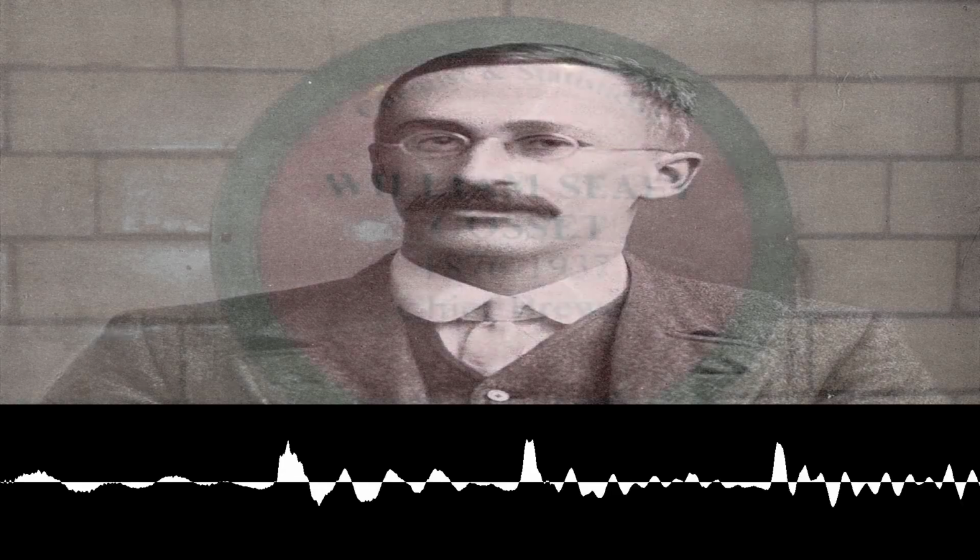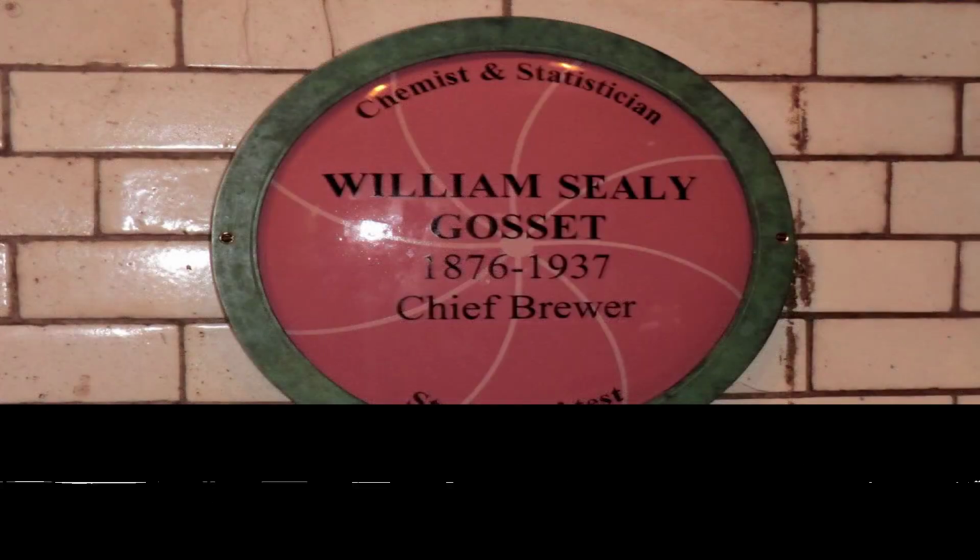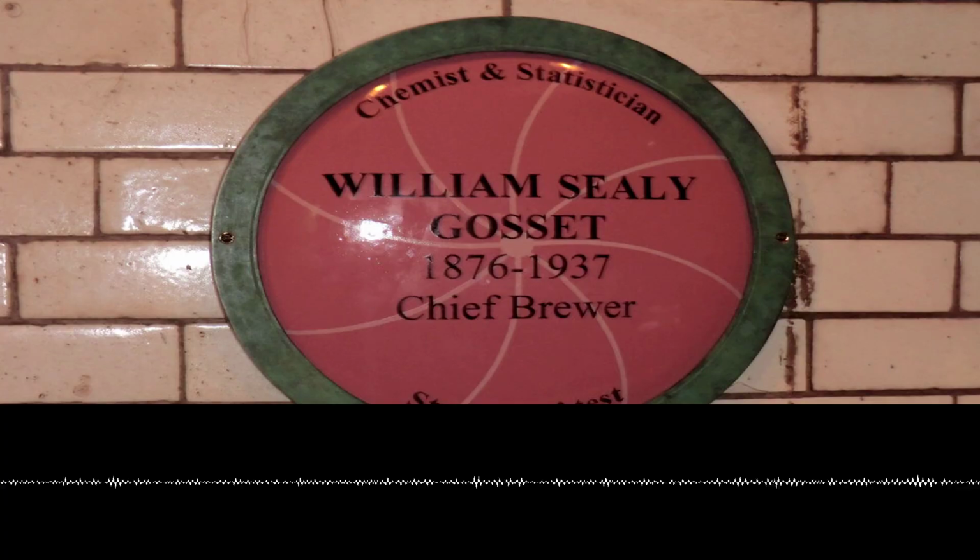The culmination of Gosset's work was his 1908 paper, "The Probable Error of a Mean", published under the pseudonym "Student". This seminal paper introduced the t-distribution, a probability distribution specifically designed to account for the uncertainty in estimating the population standard deviation from small samples.